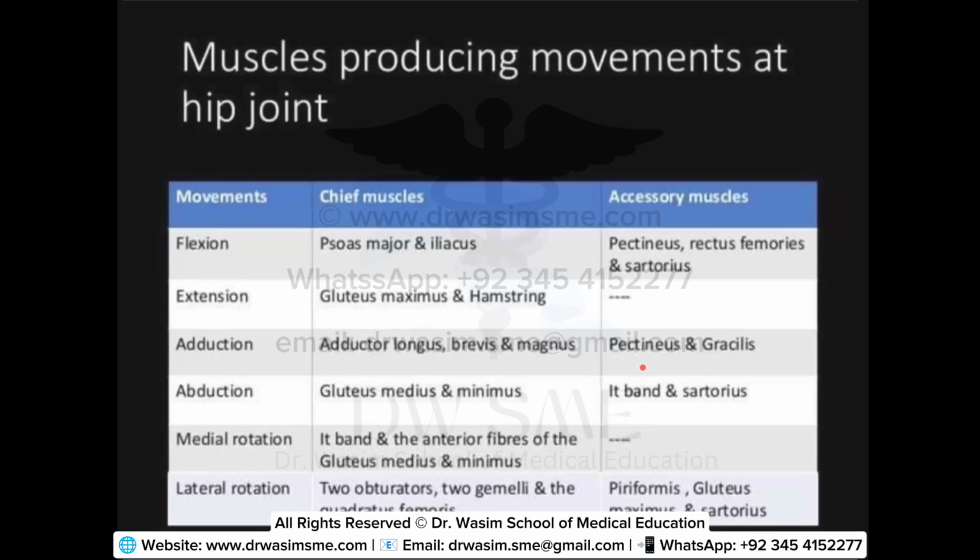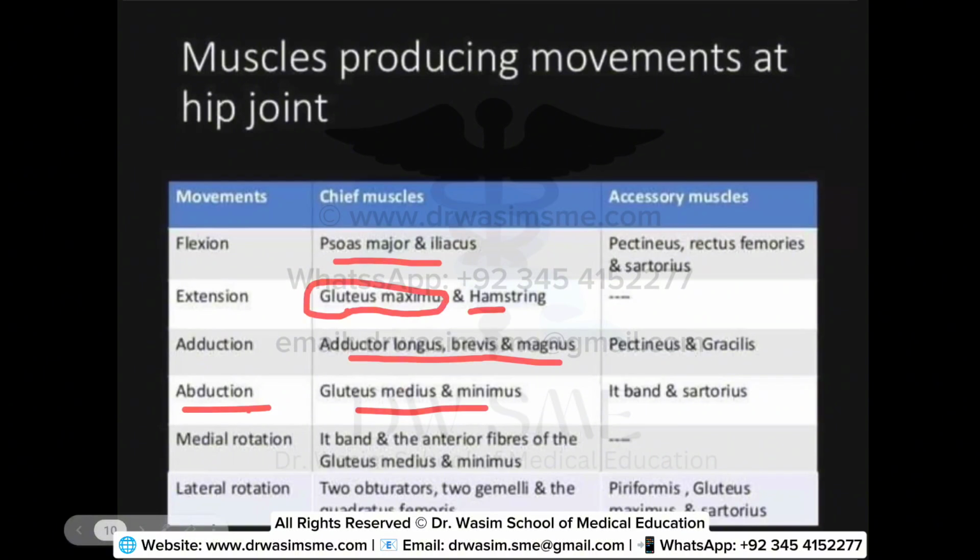Now, which are the muscles which are going to perform all these movements? For flexion, we have psoas major and iliacus. For extension, we have the gluteal muscles and the hamstrings. For adduction, we have the adductor group that includes longus, brevis, and magnus. For abduction, which is frequently tested, we have gluteus medius and minimus. So gluteus maximus is for extension, whereas medius and minimus are for abduction.